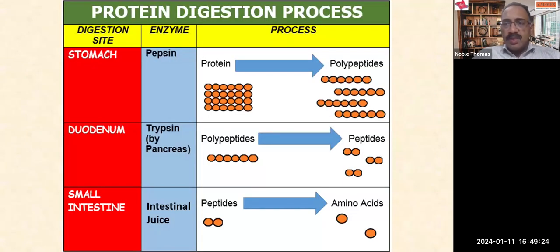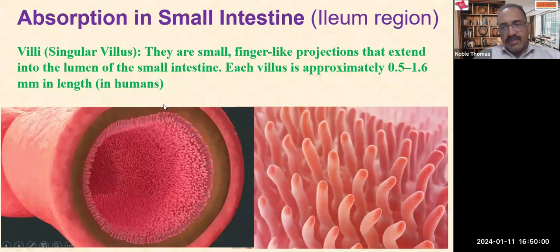So this is another representation of how three different organs are helping in breaking down large protein molecules into very simple amino acids. It happens in three different steps. One is pepsin in the stomach converts proteins into polypeptides. Then trypsin in the duodenum converts polypeptides into peptides or dipeptides. And in the small intestine, the intestinal juice converts the peptides into amino acids. So in three different steps, the digestion of protein completes.